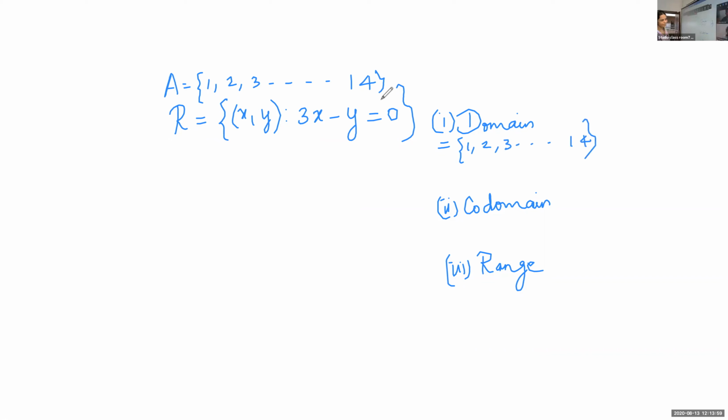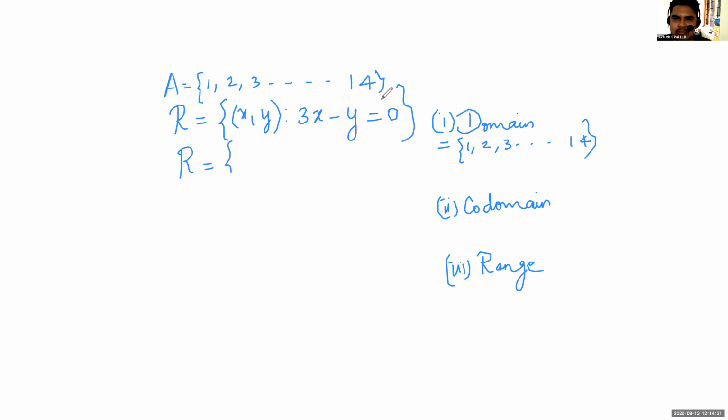No, ma'am. Why? Because our range we can take only up to 14. Yes, very good. The range is up to 14. The maximum number is 14, so we can't take the whole set for the domain. First we have to find which elements are related. How will you find?